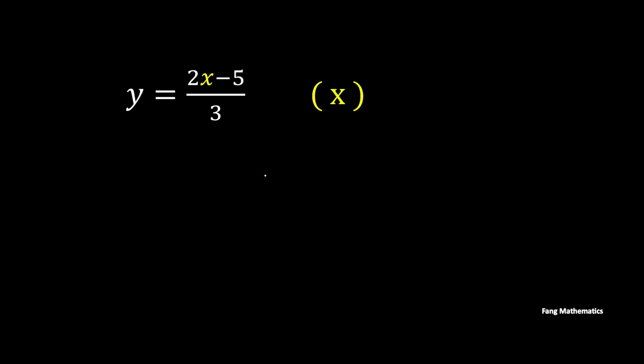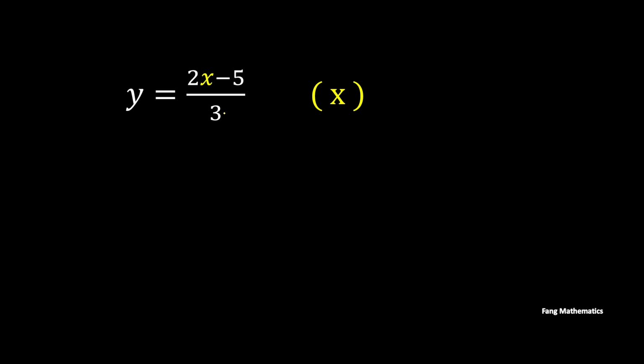Moving on, we are going to look at the next example, and we would like to make x the subject of the formula. So let's look at what operations have been done to x. It was first multiplied by 2, that gives 2x, then subtracted by 5, that gives 2x minus 5, and whatever is on the numerator is then divided by 3, that gives you this expression in terms of y. And now we would like to express it in terms of x.